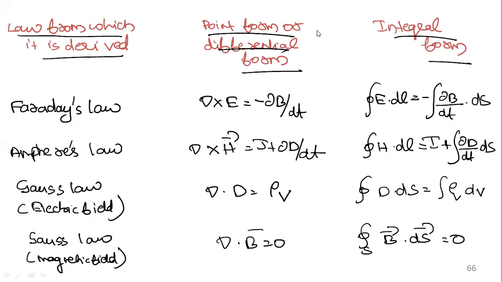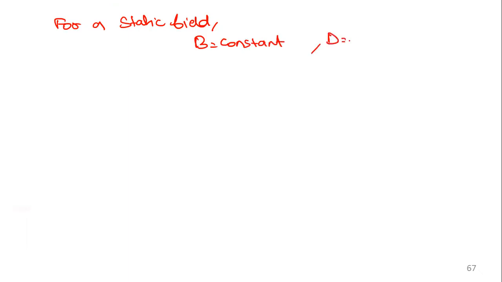Is it clear? So we have these 4 equations for a time varying field. Now I will show you how the same equations vary for a static field. You just need to study the time varying case, and the other things will come on their own. For a static field, you know that B will be a constant as well as D will be a constant.